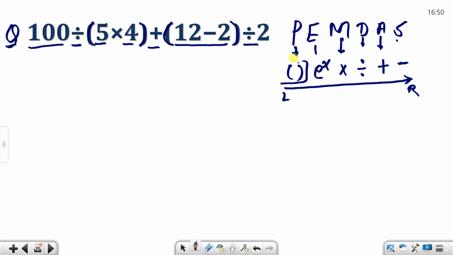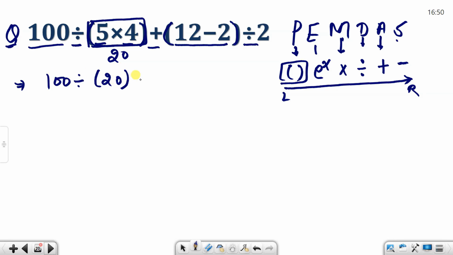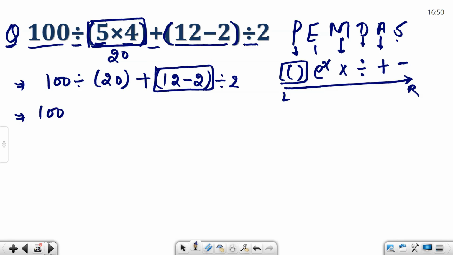So first, we'll solve the parentheses. Here, solving the parentheses, 5 times 4 becomes 20. So 100 divided by 20 plus 12 minus 2 divided by 2. Let's solve it further. Now, which parentheses do we solve? So 100 divided by 20 plus 12 minus 2 becomes 10, divided by 2.